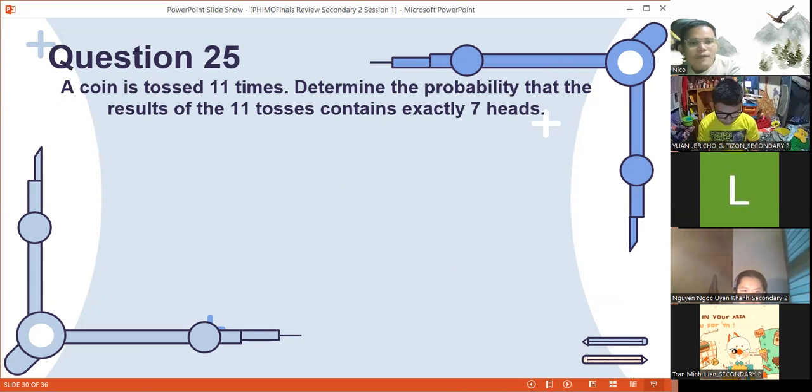Okay, 25. A coin is tossed 11 times. Determine the probability that the results of the 11 tosses coins exactly 7 heads. Okay, so this is how you do it. Probability of 7 heads.